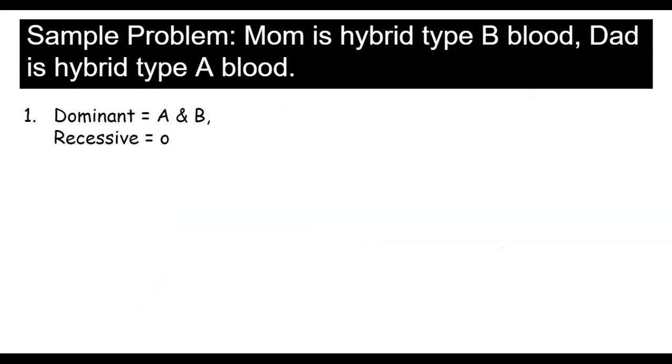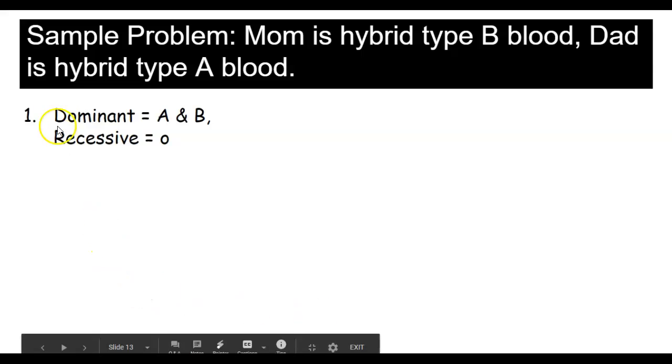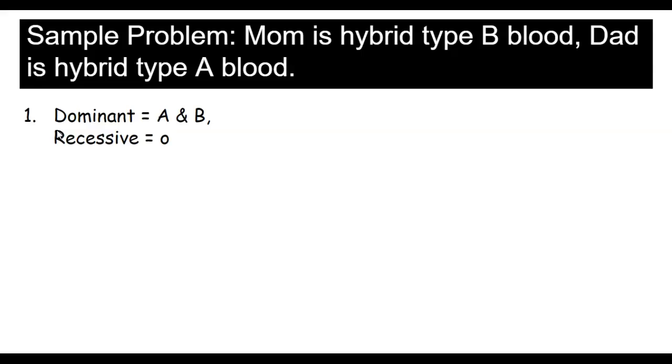So let's do a problem, okay? It says mom is hybrid type B blood, dad is hybrid type A blood. Remember we said hybrid? Hybrid means two different, okay? It doesn't mean two the same, it means two different. For all these blood type problems, we're gonna have the same here. Dominant is gonna be A and B, recessive is gonna be O, all right?